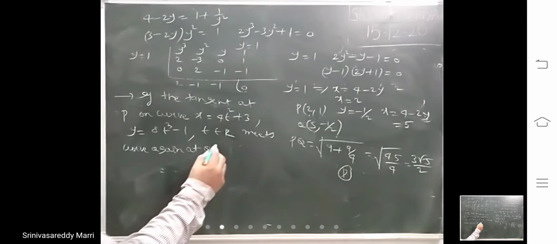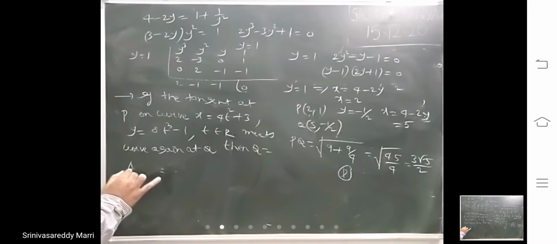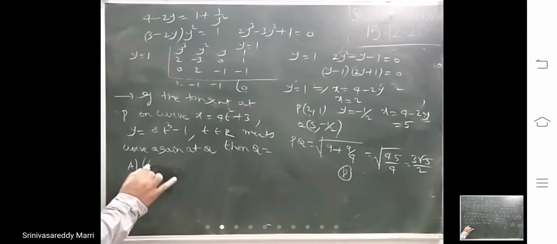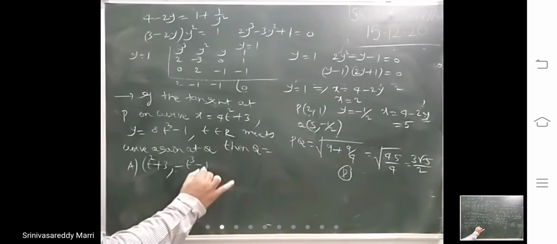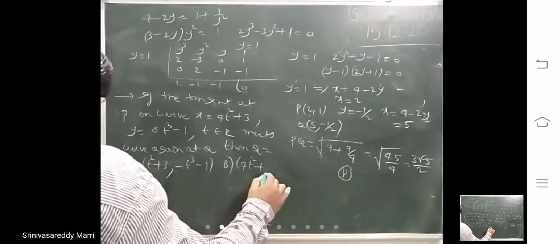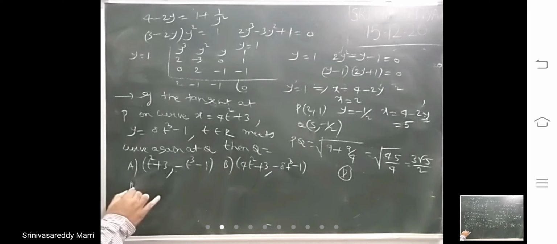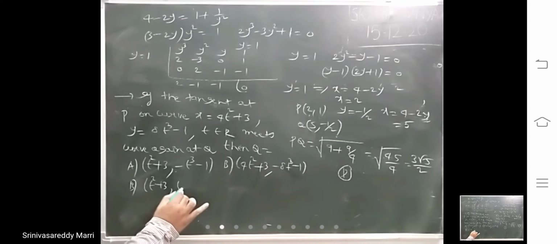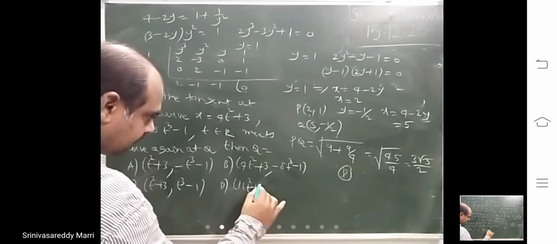the curve again at Q, then Q equals to t square plus 3 comma minus t cube minus 1, 4t square plus 3 comma minus 8t cube minus 1, t square plus 3 comma t cube minus 1, 16t square plus 3 comma.